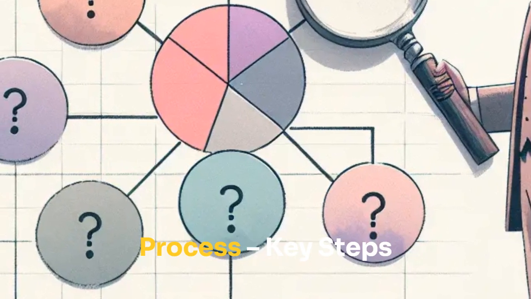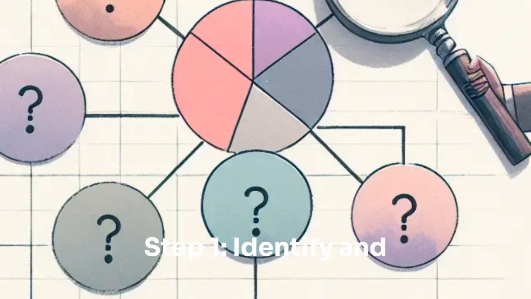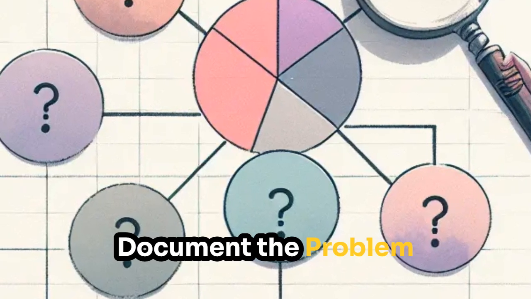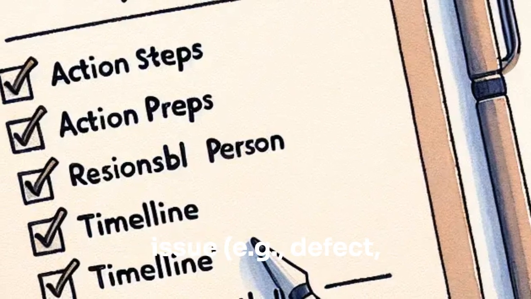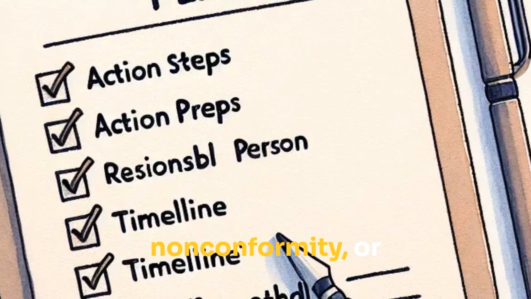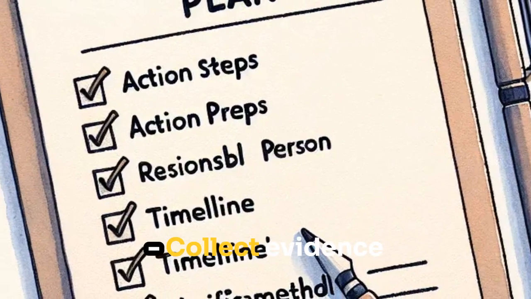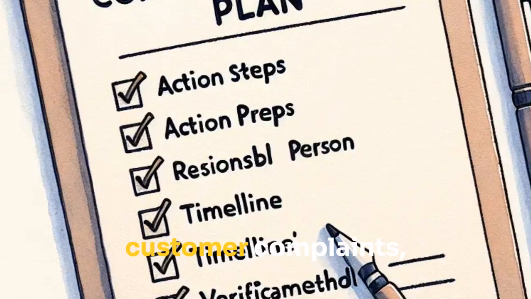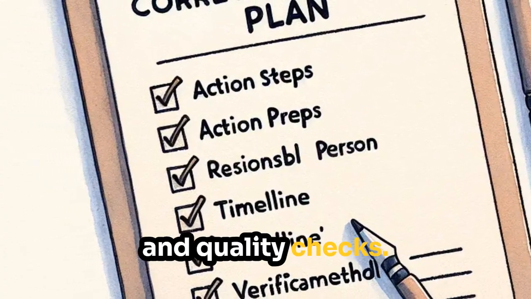2. The corrective action process, key steps. Step 1. Identify and document the problem. Clearly describe the issue, e.g., defect, nonconformity, or process failure. Collect evidence from audit reports, customer complaints, and quality checks.